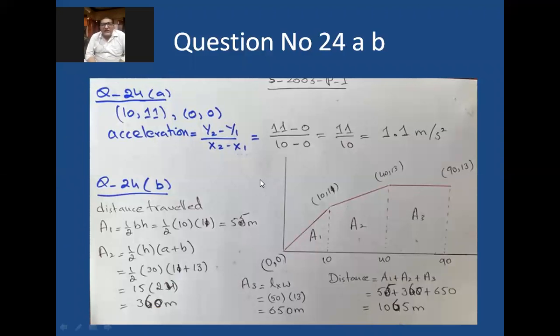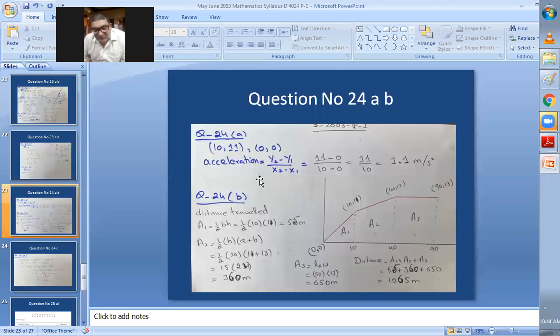The formula for the gradient is y2 minus y1 divided by x2 minus x1, and the gradient of the speed time graph is equal to the acceleration. So I will have 11 minus 0 divided by 10 minus 0 equals 11 by 10 equals 1.1 meter per second square. So the acceleration in the first 10 seconds is 1.1 meter per second square. Hopefully you have understood this first part. Let's move to the next part.